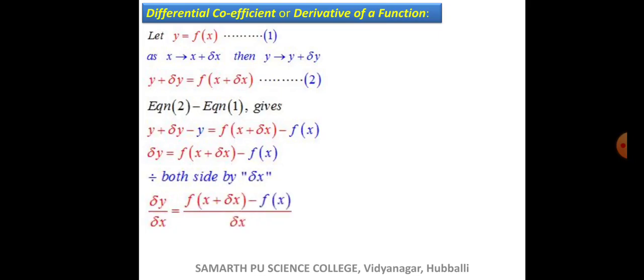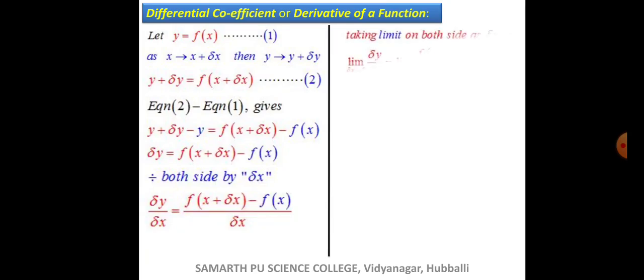Okay, divide both sides by delta x. So we get delta y by delta x equal to f of x plus delta x minus f of x, whole divided by delta x. Now taking the limit on both sides as delta x tends to 0. So limit as delta x tends to 0 of delta y divided by delta x equals limit of f of x plus delta x minus f of x divided by delta x as delta x tends to 0.